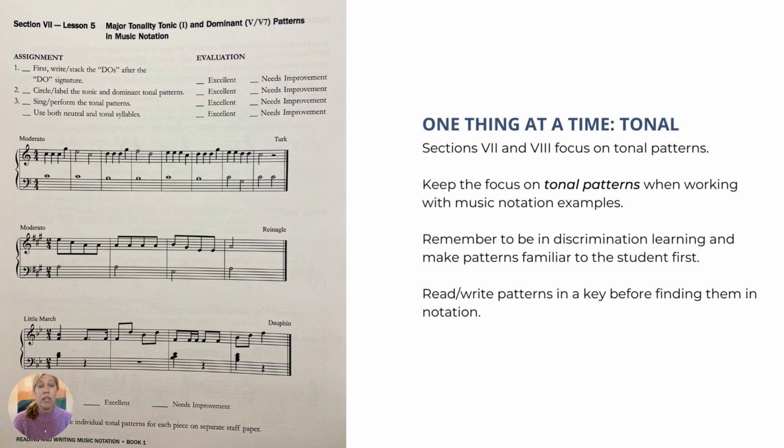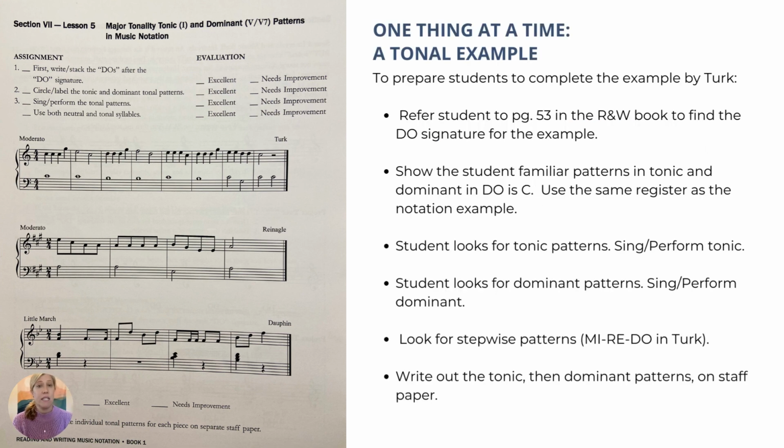And if they are working with an example like the page that is shown, we want the student to be able to read the patterns in the same key as the notation example before they try to find patterns in that notation. So for example, let's take a look a little further at the top line, the moderato example by Turk. If I was leading a student through completing the steps to do the top line, moderato by Turk, where do is C, I would refer a student to page 53 of the reading and writing book and have them find the picture where it shows do is C.